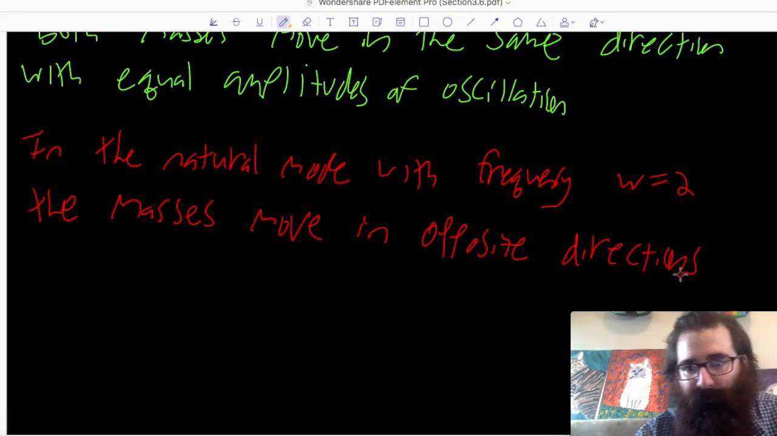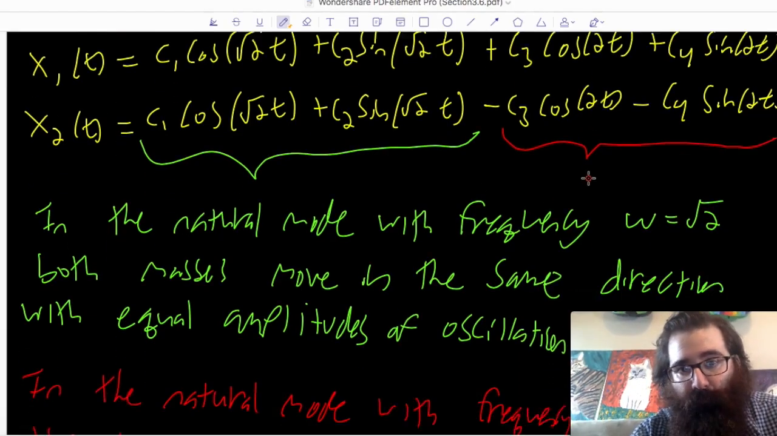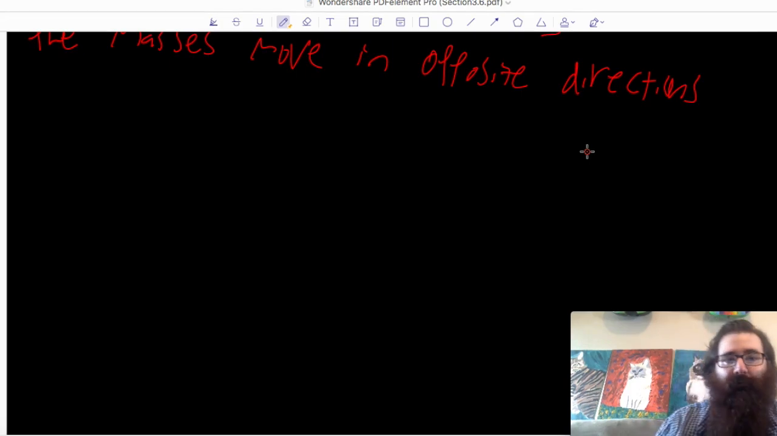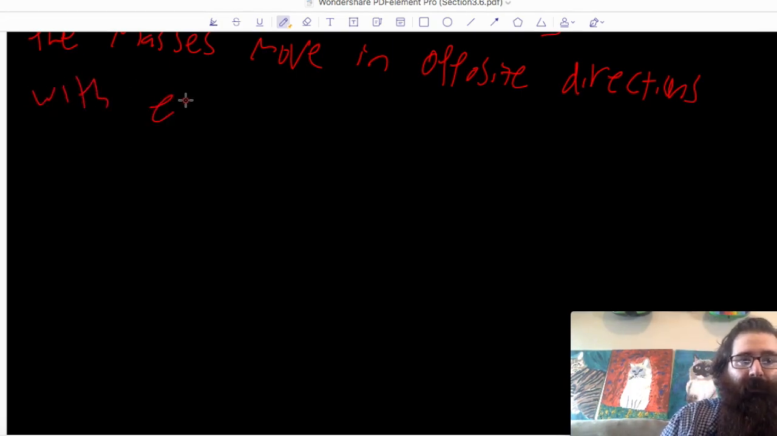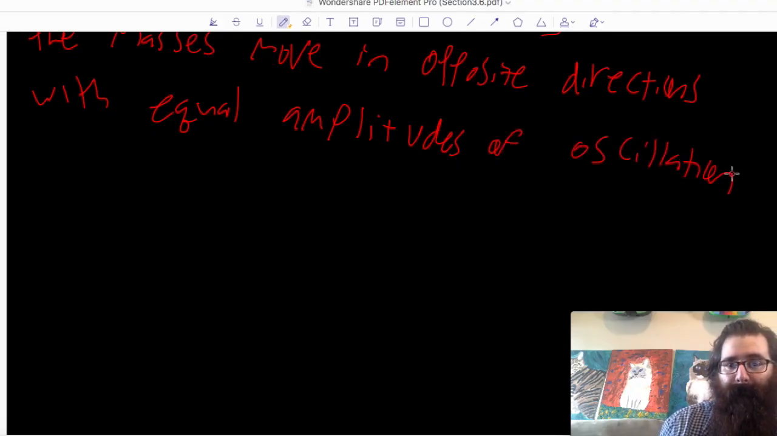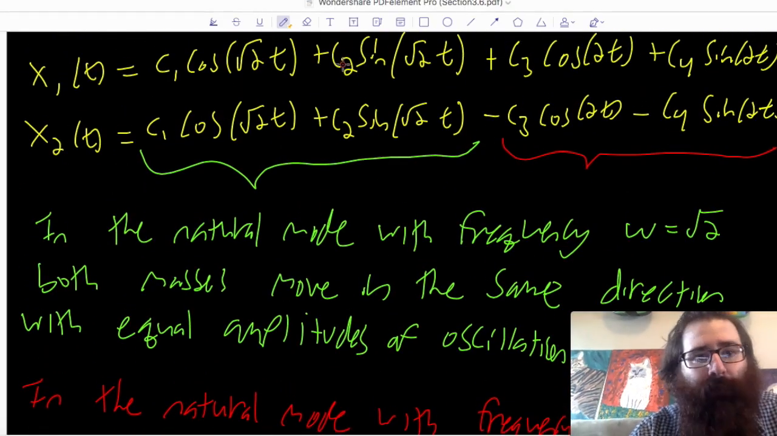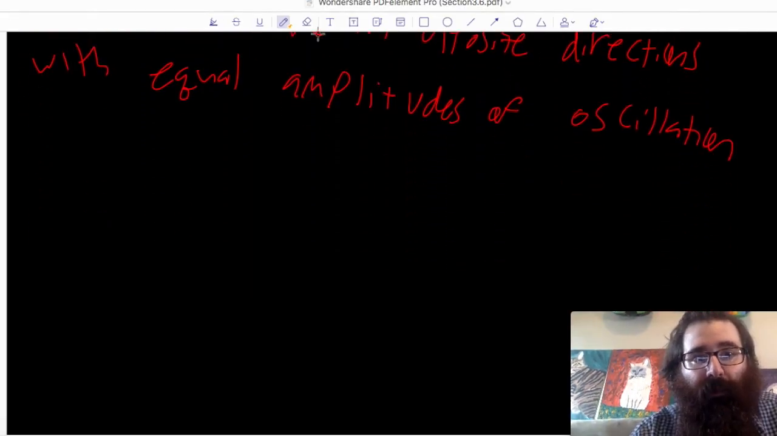What about the magnitude of the coefficients? Other than that, the coefficients are the same. So just flipping the sign, but otherwise it's C3, C3, C4, C4. So the signs are the same. We would say opposite directions with equal amplitudes of oscillation. So in the natural mode with frequency square root 2, same direction, same amplitude. In the natural mode with frequency 2, we have opposite direction, equal amplitude. And that is it for this section.